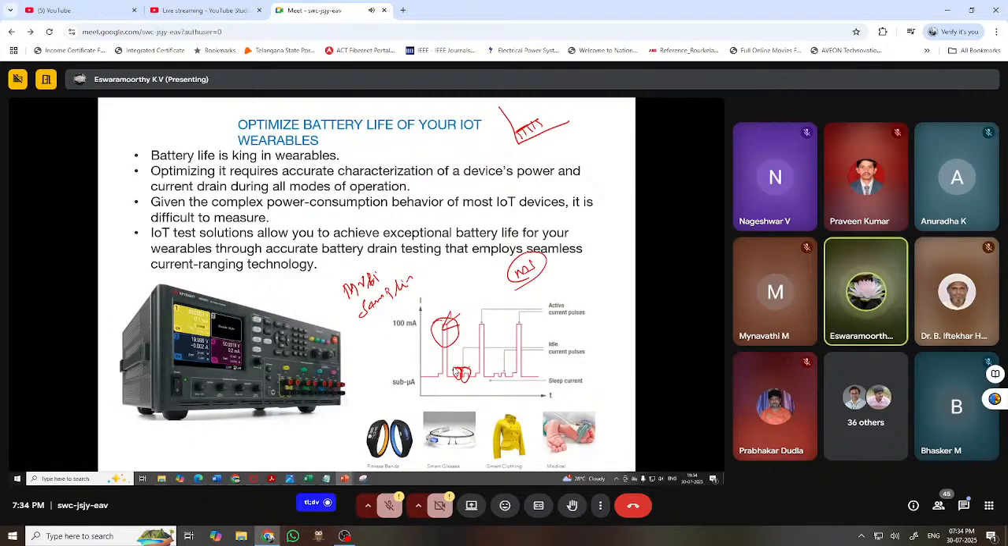This may be the processing. So this is the radio transmitting happening again, right? These are the idle pulses where nothing is there. This is the sleep current. Like this, we have to analyze why it is required. Again, we have to find the average current. At last, we have to calculate the battery lifetime. That is important, right? At last, we need to calculate the battery lifetime.